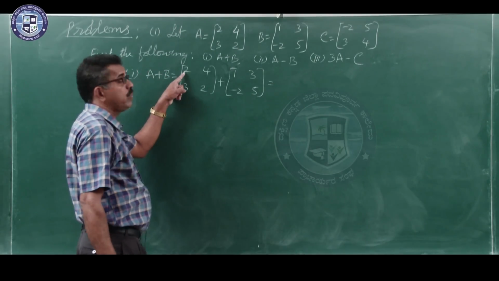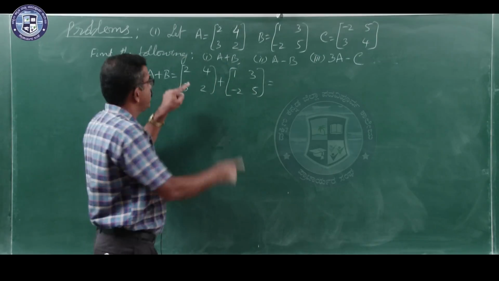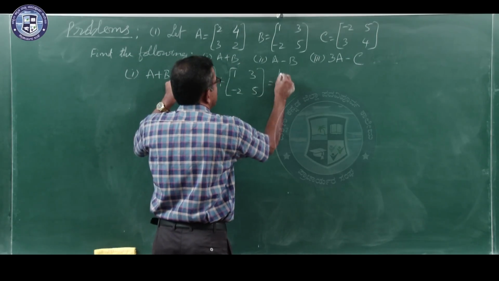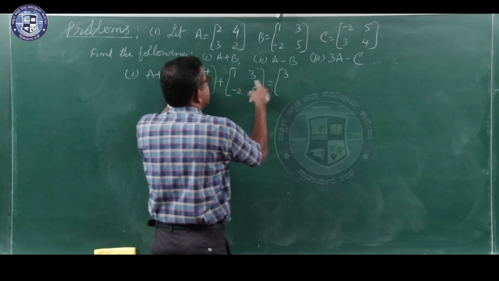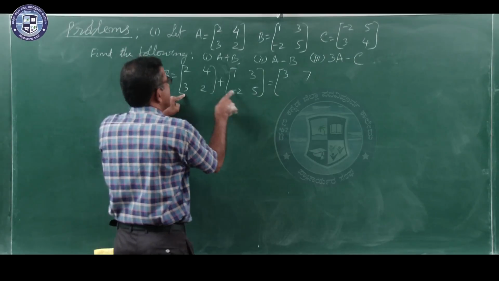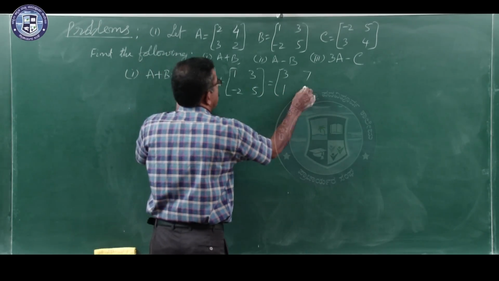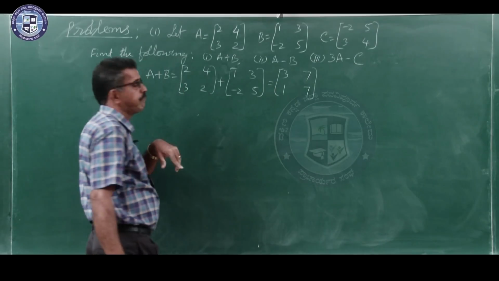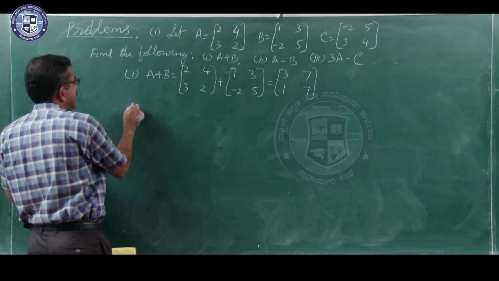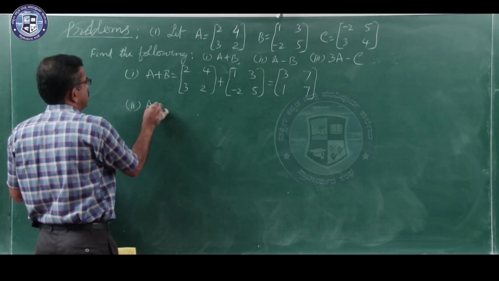And that is nothing but we have to add corresponding elements. Therefore, we expect here 2 plus 1, it is 3. 4 plus 3, 7. 3 plus minus 2, 3 minus 2, it is 1. 2 plus 5, it is 7. And then we have a second example, A minus B.